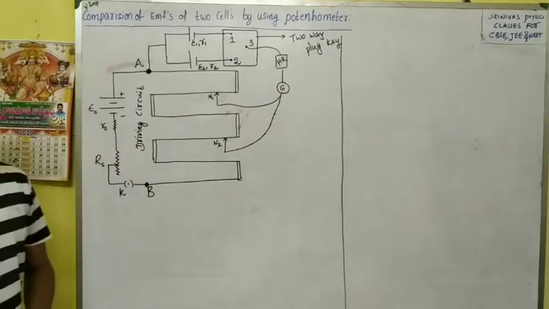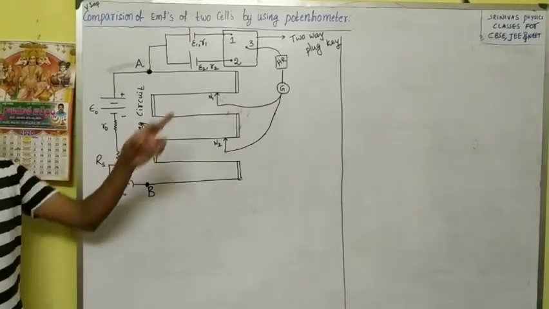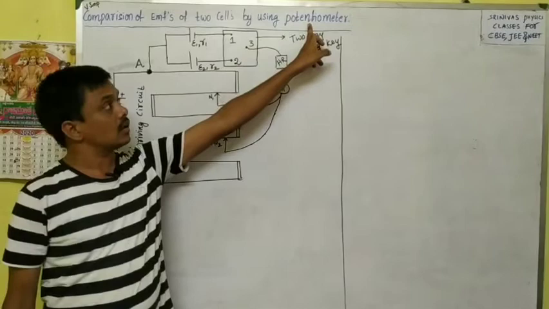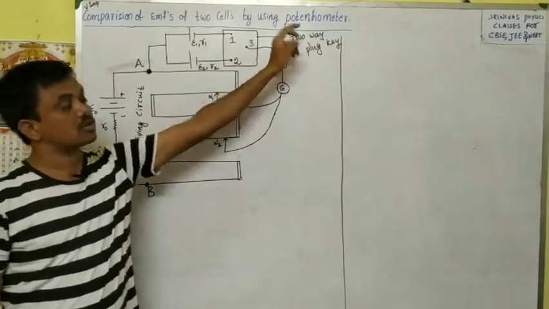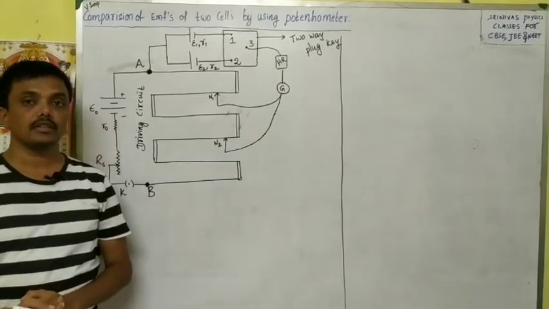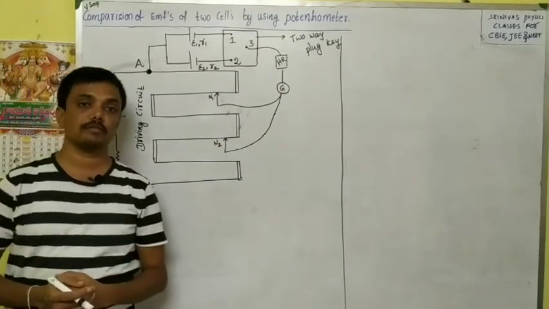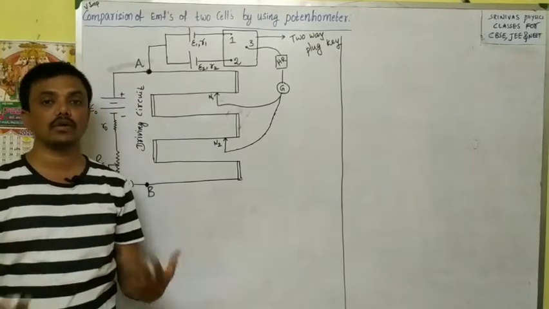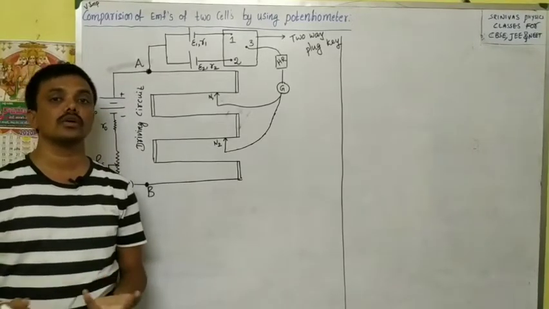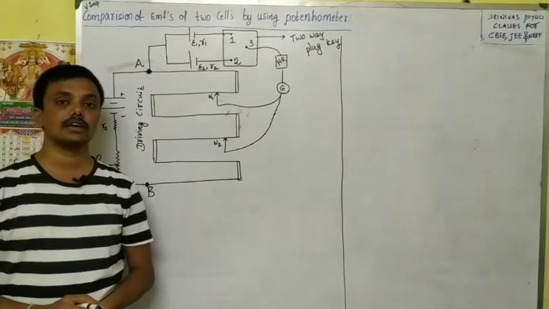Okay, today's topic is that we are going to compare the EMFs of two cells by using a potentiometer. There are several uses for the potentiometer. We can compare the EMFs of two cells. We can find out the EMF of a cell. We can also use it to determine the internal resistance of a cell.